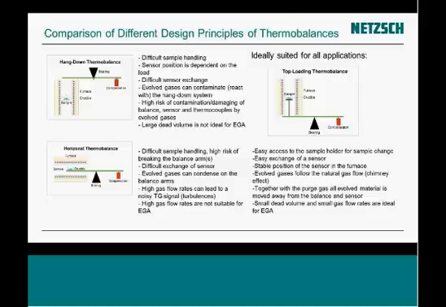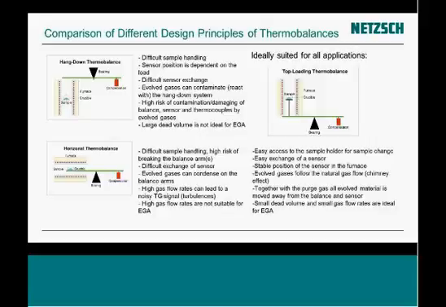Also, the evolved gas coming from your sample can condense on the balance arms or contaminate the balance. So you will not have a very good baseline, and you will also get drifting curves. This also results in a large dead volume, which is not ideal for evolved gas coupling later, because you need a high gas flow rate to remove those evolved gases.